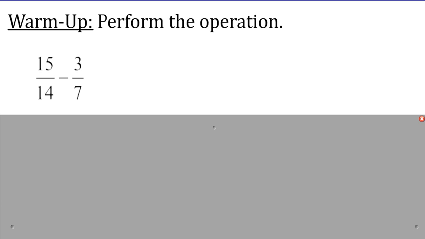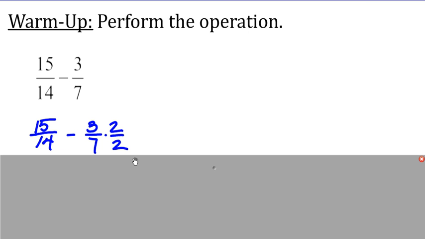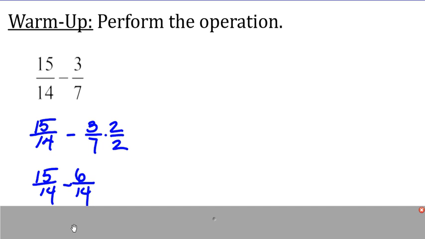So if we take our second piece here and multiply the numerator and denominator by 2. Why do we want to multiply both of those by 2? This is a value of 1, so we're not changing the value for this part of the expression, just the form that it's written in. So now we have 15/14 minus 6/14.